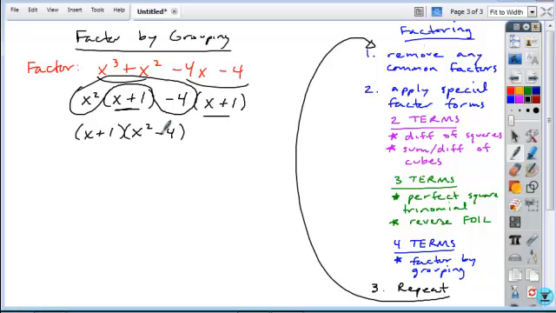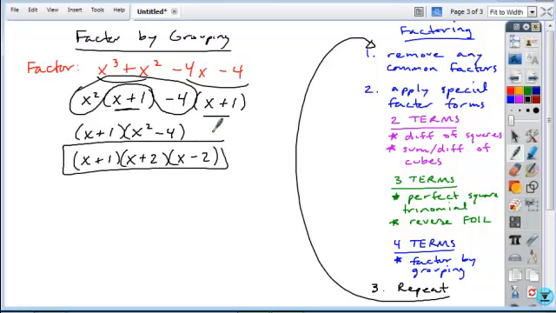So can we remove any common factors here? No. Apply the special factor forms. There are 2 terms in this factor. So is it a difference of squares? Yeah. So we can take this x squared minus 4 and factor it even further. What are the two bases that are squared to give you those terms? x and 2, so it factors into the sum and difference of those, and that would be your final solution.